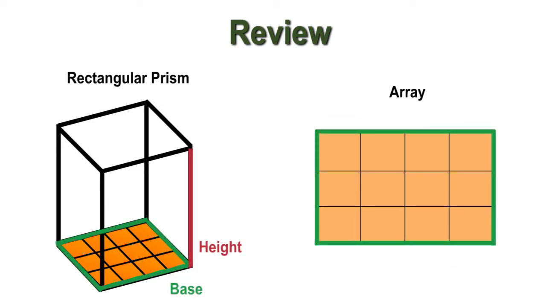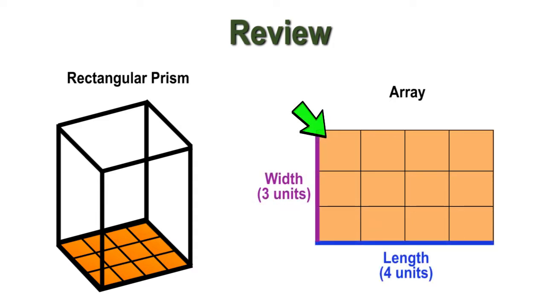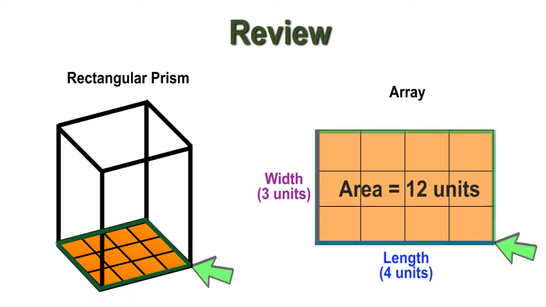The number of layers needed to fill the rectangular prism is called the height. The number of units in the base layer can be found by multiplying the length of the array by the width of the array. By multiplying these together, the area of the base layer is 12 units. Each layer in the rectangular prism is identical to the base layer. This prism has 4 layers.